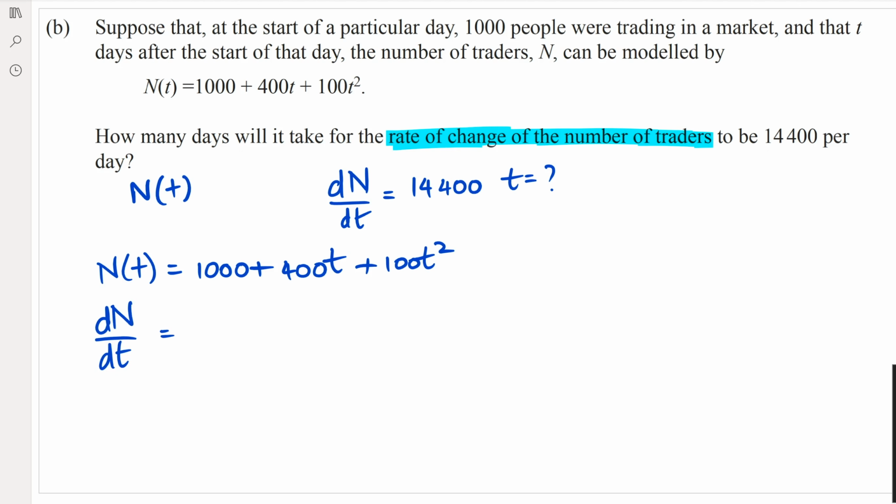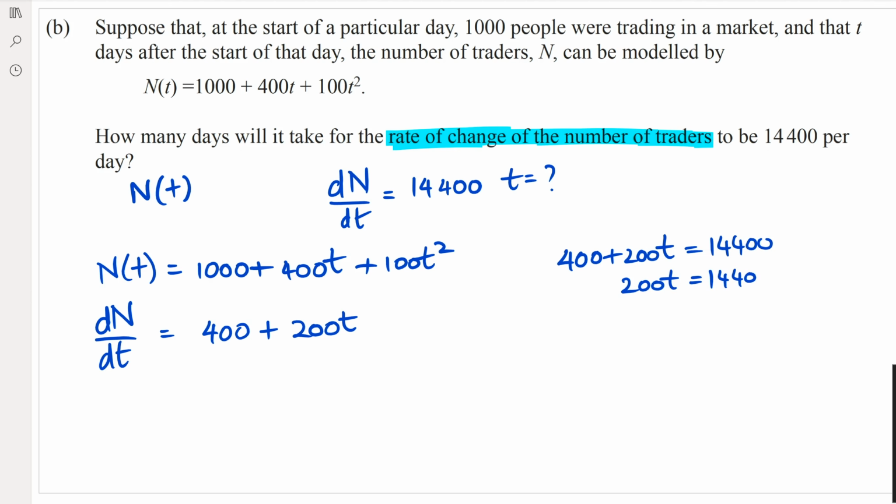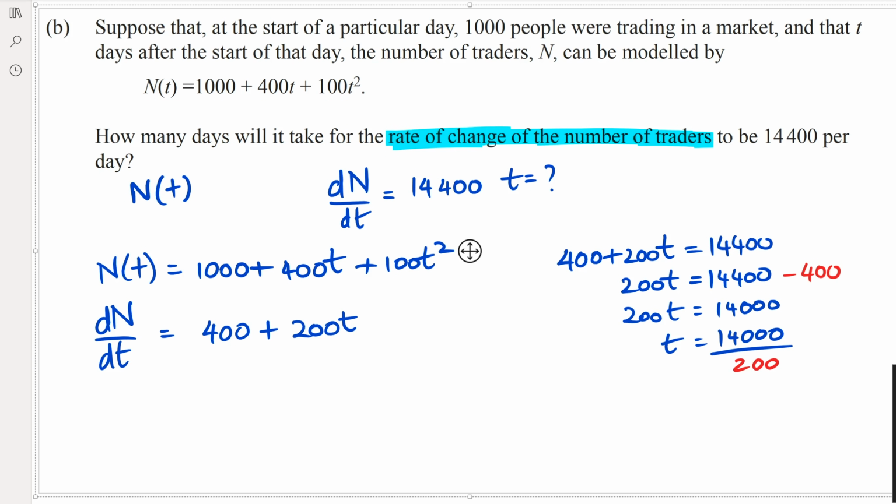You can still use n dash of t if you want, it doesn't really matter. You're going to end up with 400 plus 2 times 100 is 200t. So basically, we've got this equation, 400 plus 200t equals 14,400. So rearranging this, we're going to get 200t equals 14,400 minus 400, and 200t is equal to 14,000, and of course t is equal to 14,000 divided by 200, and so ends up being that t is equal to 70 days.